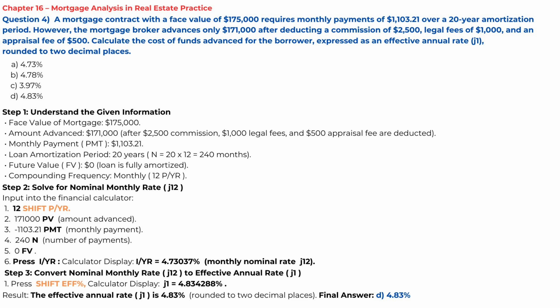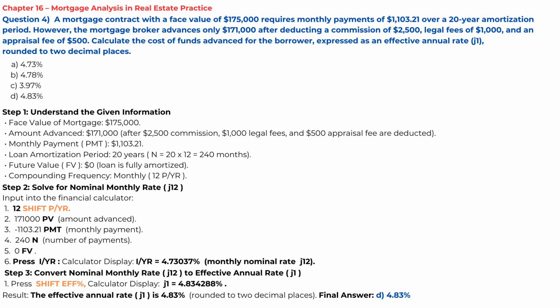Understand the given information. Face value of mortgage, $175,000. Amount advanced, $171,000 after $2,500 commission, $1,000 legal fees, and $500 appraisal fee are deducted. Monthly payment, PMT, $1,103.21. Loan amortization period, 20 years, N equals 20 times 12 equals 240 months. Future value, FV, 0, loan is fully amortized. Compounding frequency, monthly, 12 PYR.